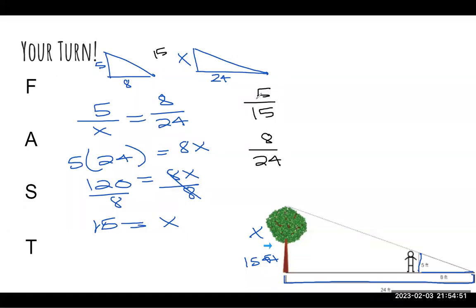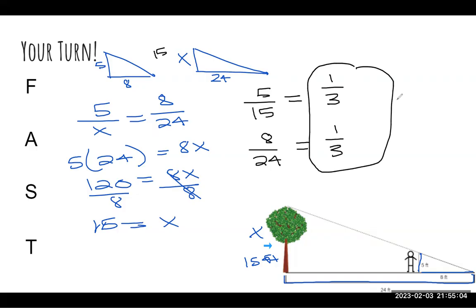Well, let's see. 5 and 15. Well, 5 goes into 15 3 times. So this can just be simplified to 1/3. And then 8 goes into 24 3 times. So this can be simplified to 1/3. Do these match? Yes. So that means we are good. We got our answer correct.